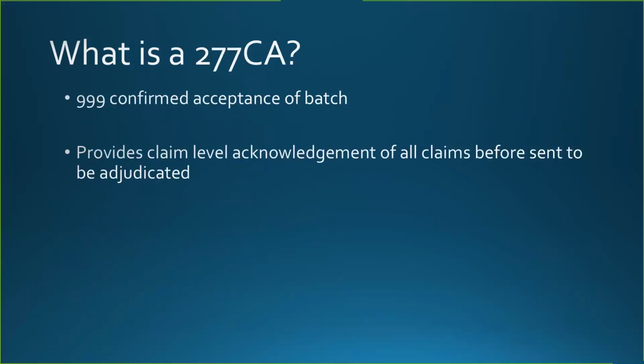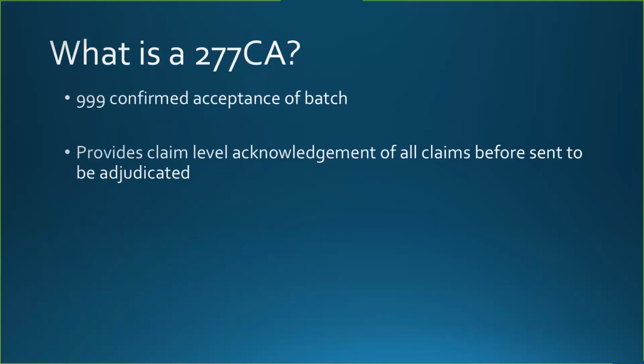Just remember, this is just saying I accept your batch. It's kind of your handoff. And it's saying that just an acknowledgement that it was received. So you're looking for that 999 from the payer. So a 277CA, when we're talking about a batch of claims, let's say you send 100 claims to a payer and you get that 999 back. So you know all 100 claims were accepted by the payer.